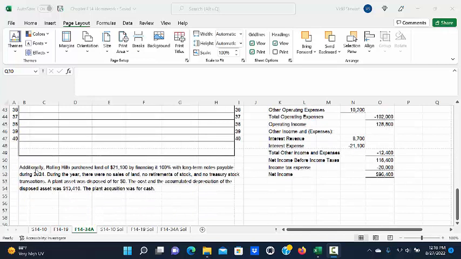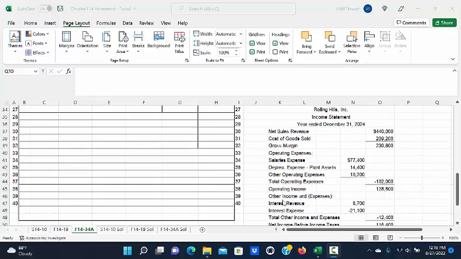The additional information that we're given is that Rolling Hills purchased land of $21,100 by financing it 100% with a long-term notes payable during 2024. Also during the year, there were no sales of land, no retirements of stock, and no treasury stock transactions. However, the company did dispose of a plant asset for no money. The cost and the accumulated depreciation of the disposed asset was $13,410, and the plant acquisition, they said, was for cash.